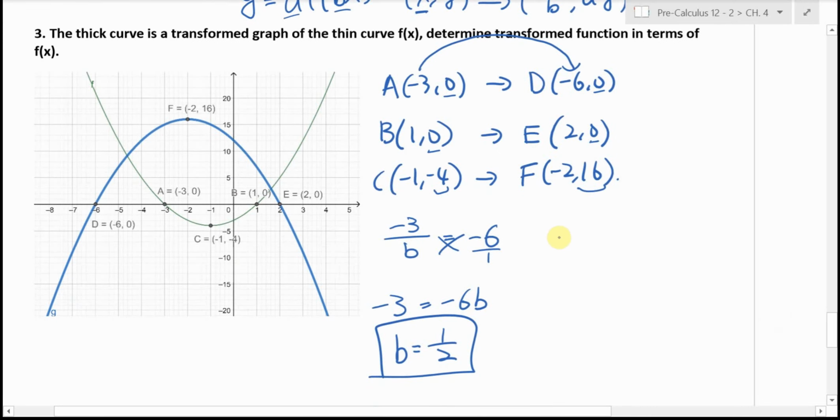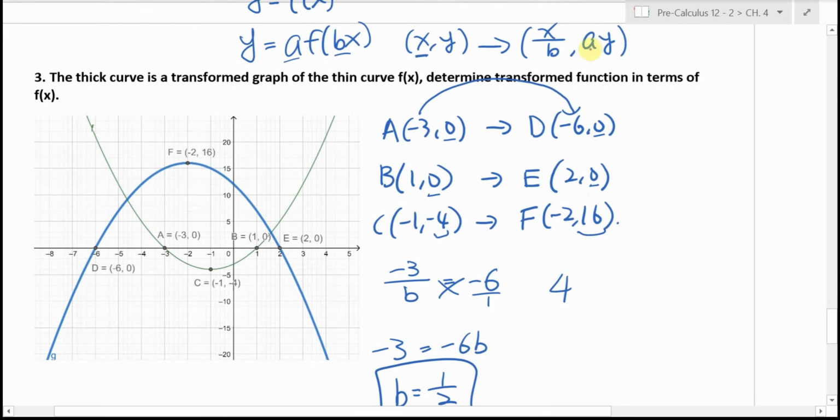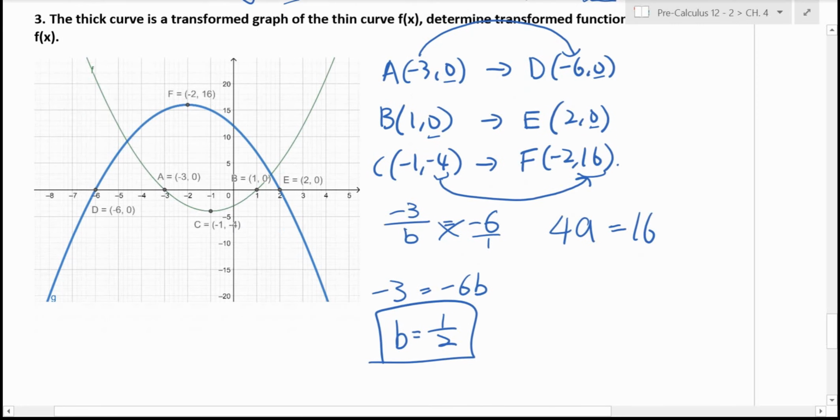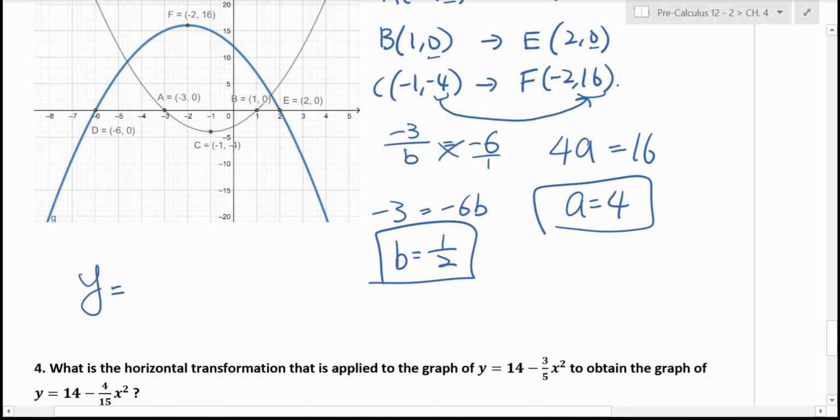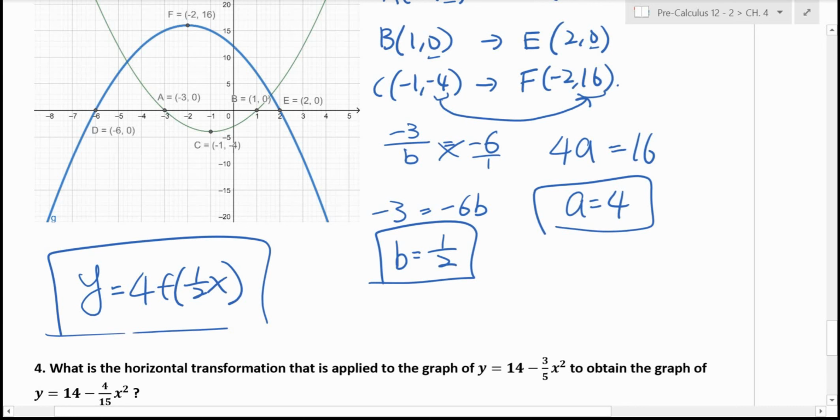So the original y value, if you multiply by a, that should give you the new y value of, what is it, 16, right? The original times by the value of a gives you the new y value. So then divide both sides by 4, you get a equals 4. And there you go. So the equation of the image graph is going to be 4 f of bx, which is 1/2. Okay, so this would be the equation.